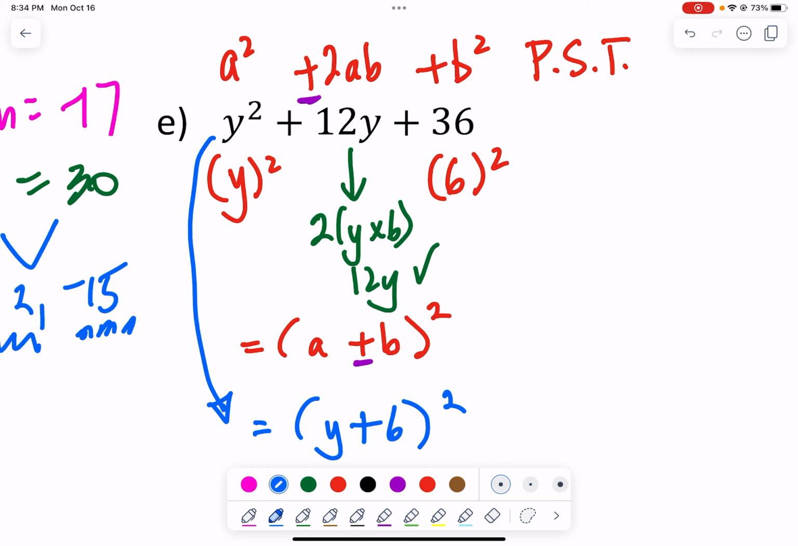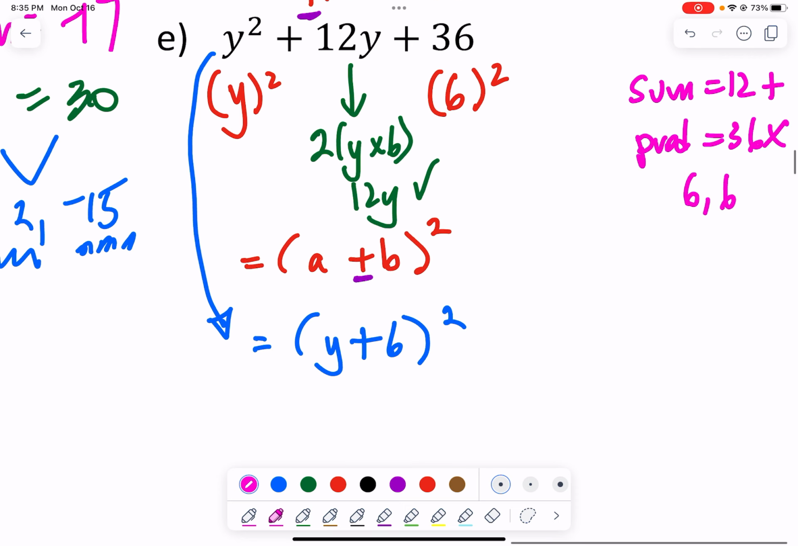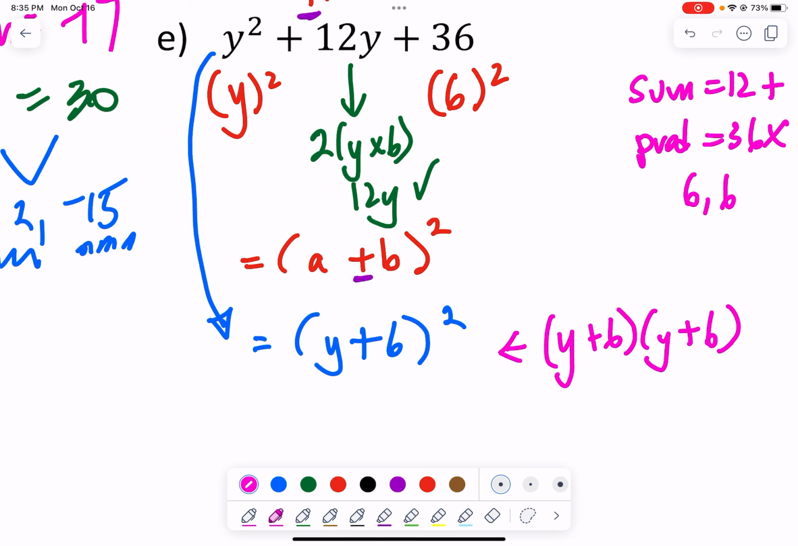And if you didn't see that, you could have done sum and product, where the sum was 12 and the product was 36. And the two numbers that add to give me 12 and times to give me 36 would be 6 and 6. So we could have written it as y plus 6 times y plus 6, which would have still led us to y plus 6 squared.